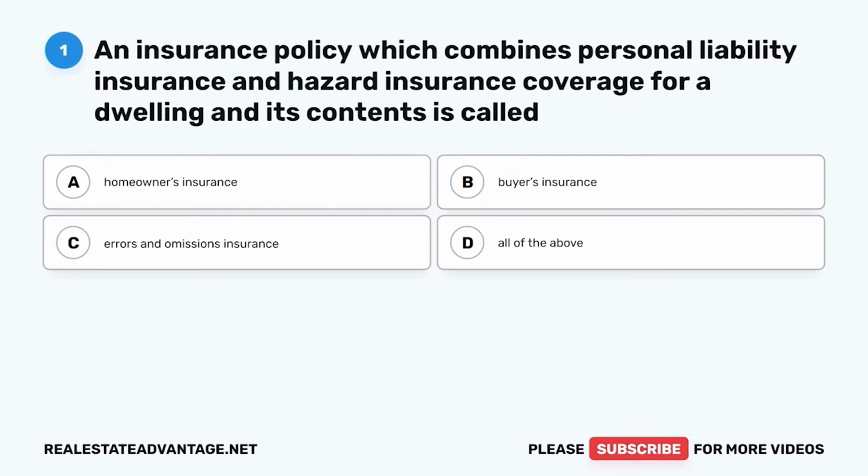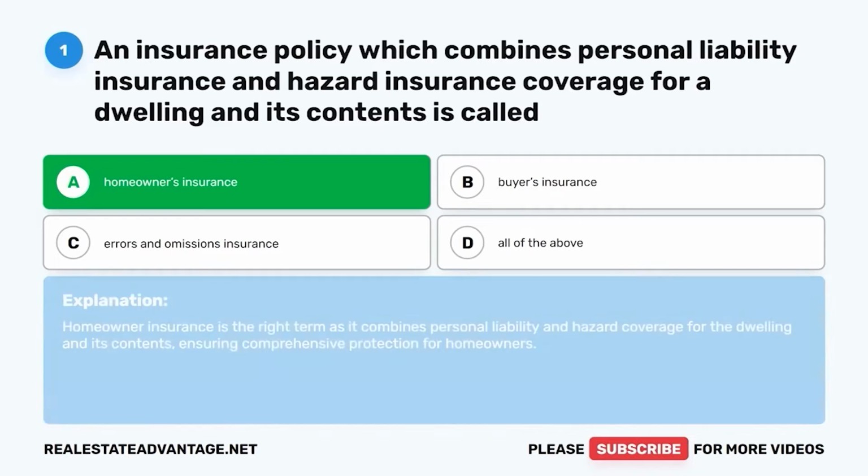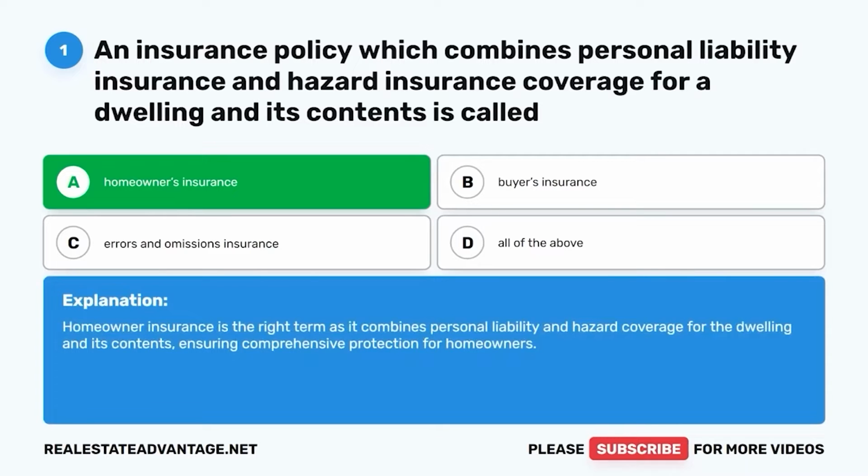Now let's get started. Question 1. An insurance policy which combines personal liability insurance and hazard insurance coverage for a dwelling and its contents is called: A. Homeowner's insurance, B. Buyer's insurance, C. Errors and omissions insurance, D. All of the above. The correct answer is A. Homeowner's insurance. Homeowner's insurance is the right term as it combines personal liability and hazard coverage for the dwelling and its contents, ensuring comprehensive protection for homeowners.